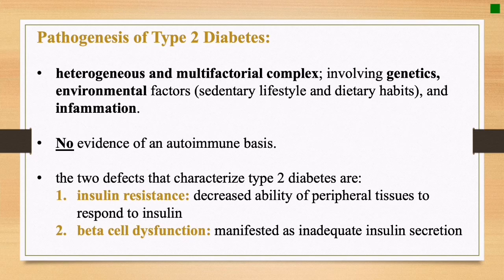Type 2 diabetes is a heterogeneous and multifactorial complex disease that involves interactions of genetic and environmental risk factors, and inflammation. Unlike type 1 diabetes, however, there is no evidence of an autoimmune basis. The two defects that characterize type 2 diabetes are a decreased ability of peripheral tissues to respond to insulin, which we call insulin resistance, and beta cell dysfunction that is manifested by an inadequate insulin secretion in the face of insulin resistance and hyperglycemia.